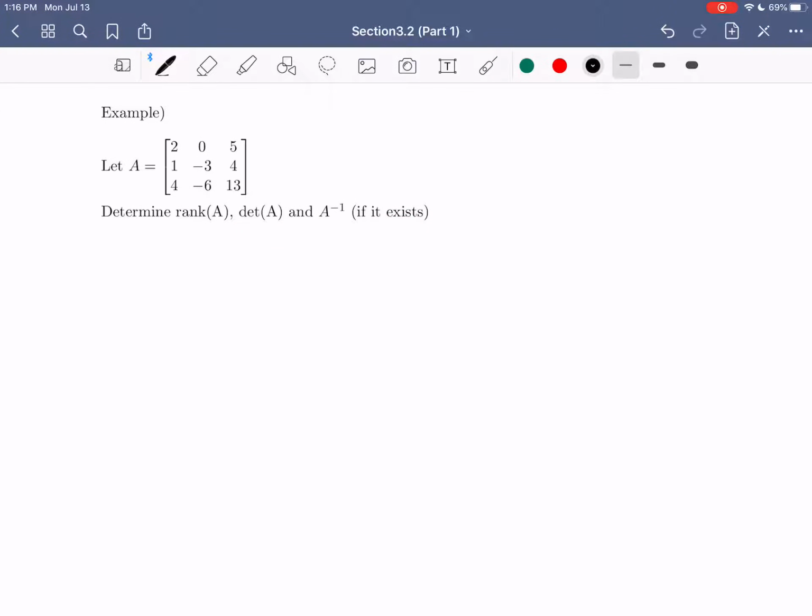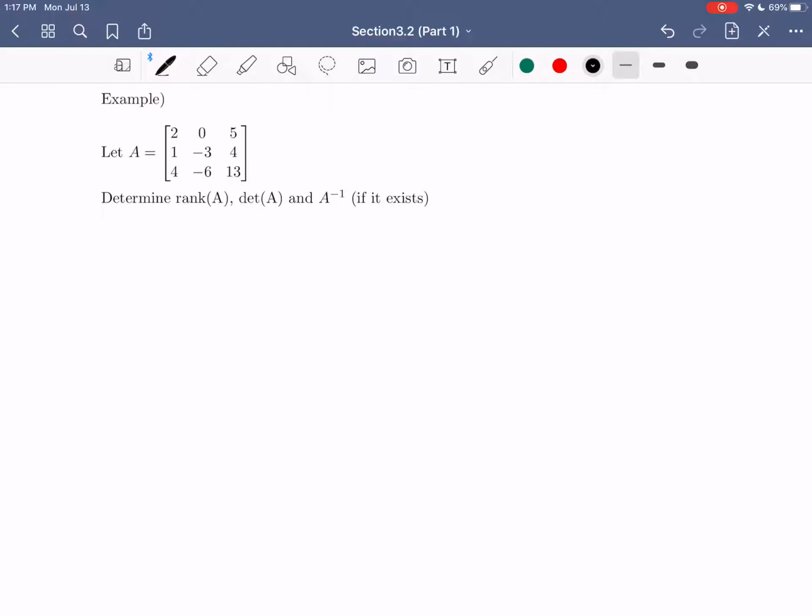We'll also see that there's a good way of keeping track of everything so that you can do all this simultaneously without having to repeat your work. So let's start by rewriting our matrix here. We have 2, 0, 5, 1, minus 3, 4, 4, minus 6, 13. Let's augment it with the identity matrix.